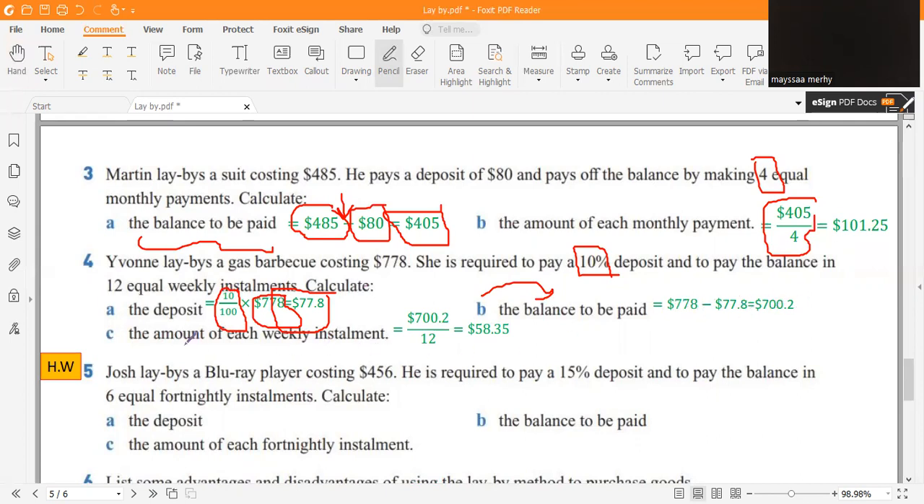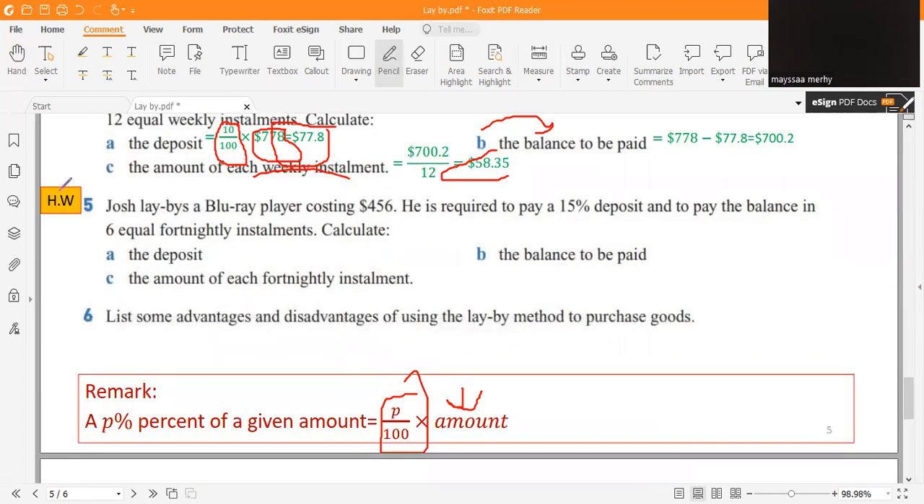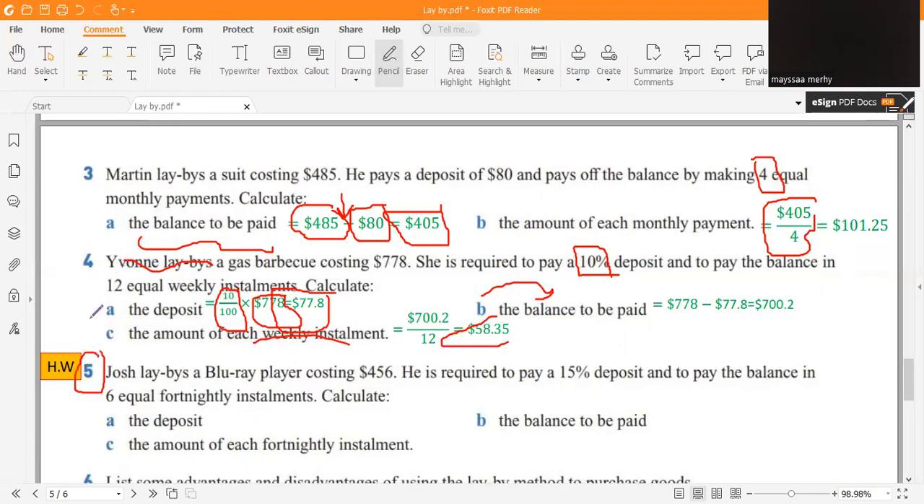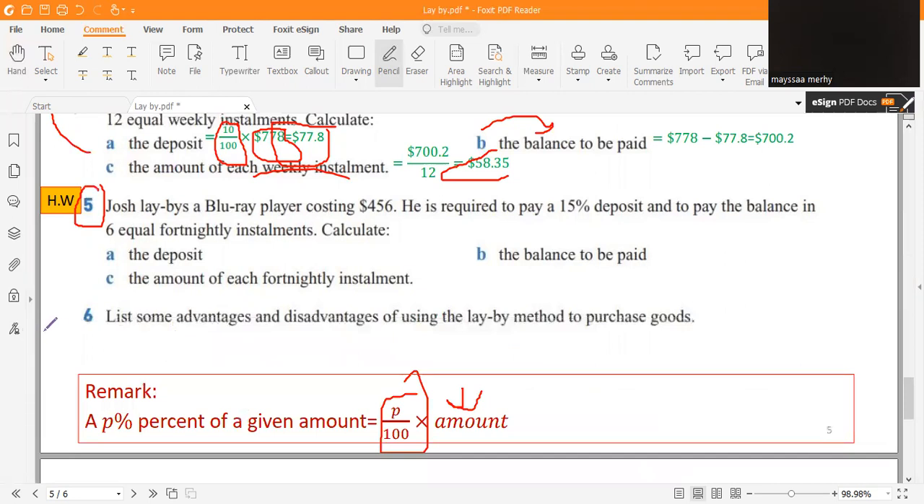Okay, for the amount of each weekly installment, we have 12 weekly installments. So we divide the balance to be paid by 12 to obtain an amount equal to $58.35. Exercise 5 normally consists of the same idea as exercise 4, so you can take it as homework, and if you have any questions you can ask me after that.